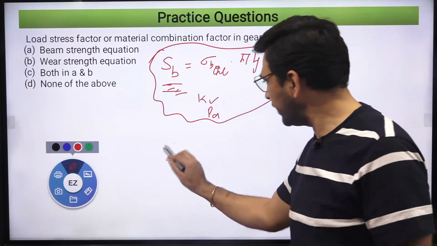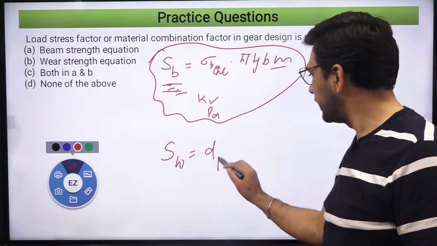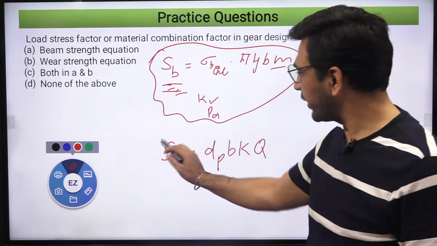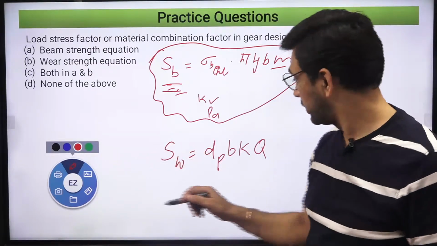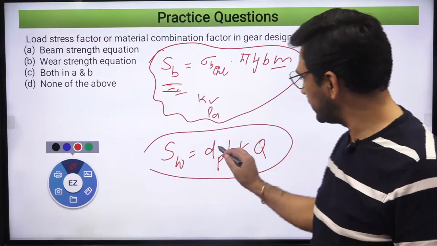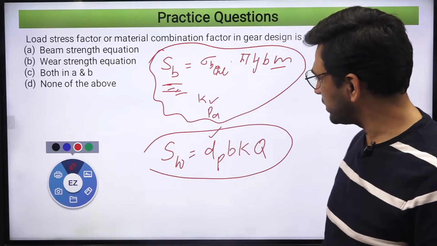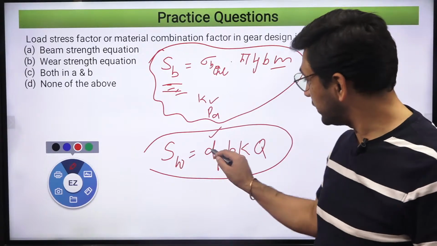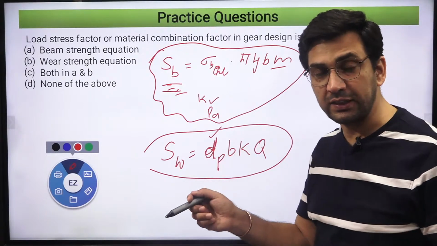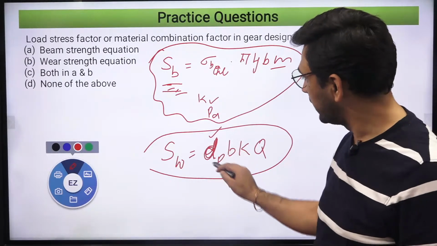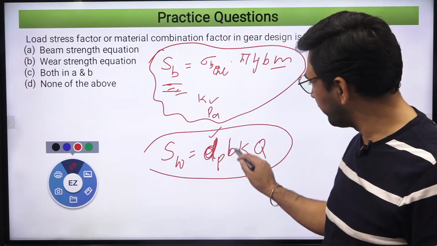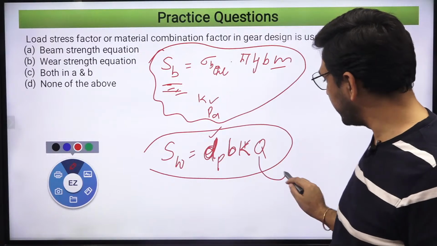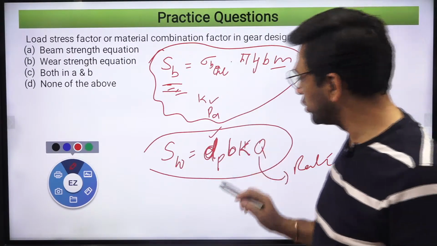Then the second equation that you have is the Weir strength equation, which is d_p b K Q, if I remember it correctly. So how do we find out the Weir strength of the gear tooth or pinion tooth? This is the equation. Over here, in this equation, you have the diameter of the pinion. That does not mean that it is valid for pinion only. This is valid for both of them, pinion as well as gear. B is the width, K is the load stress factor or material combination factor, and Q is the ratio factor. The terms should be clear to you.